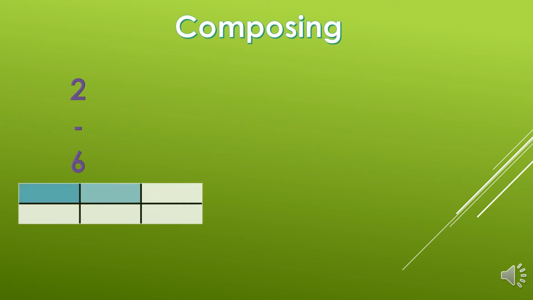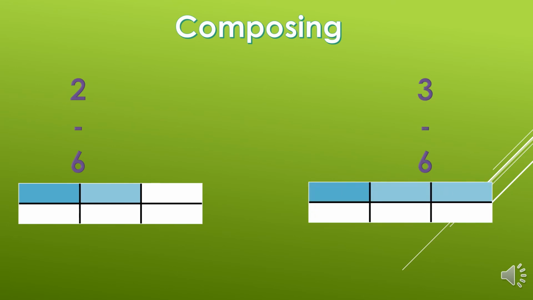Another way we can compose and represent fractions, here I'm using my strip diagram. I'm representing 2/6. To compose this together, I am showing that there are 2 parts shaded out of 6 total parts to represent 2/6. Another fraction that I can use to represent with a strip diagram is 3/6. Here I have 6 parts total and 3 of the parts are shaded.